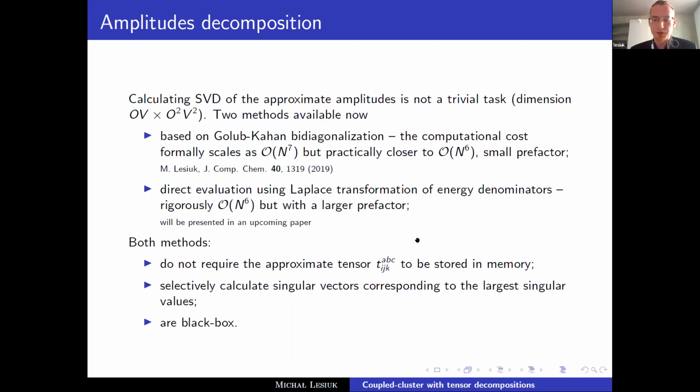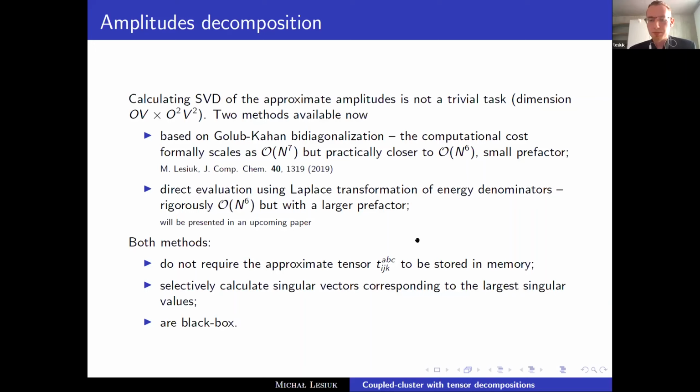So these are two alternatives. In both methods, you don't have to store T3 amplitudes in memory. You can calculate the singular vectors and singular values that correspond to the largest singular values in a targeted way. So you don't have to calculate everything. You calculate only the things that you need. And both methods are black box. So you don't need to input anything aside from a convergence threshold or something like that.